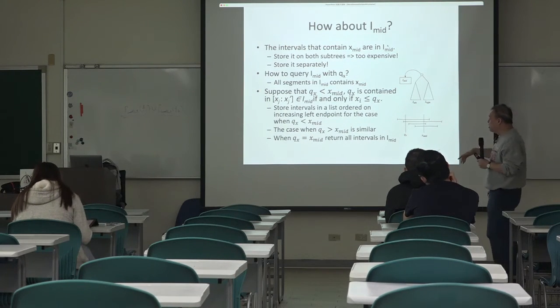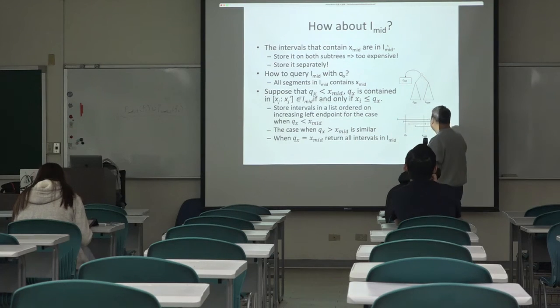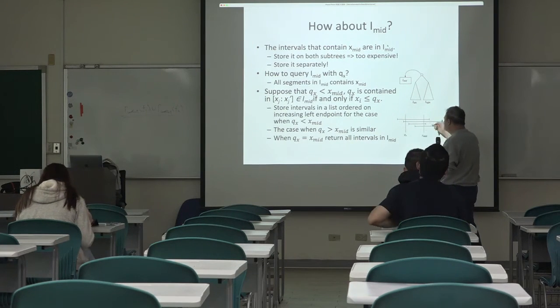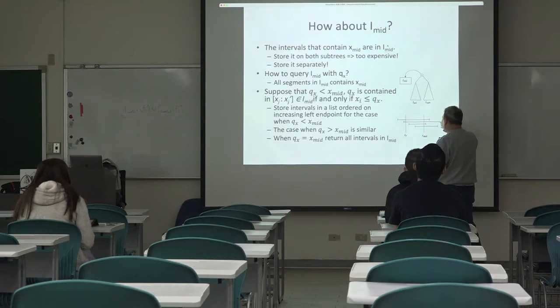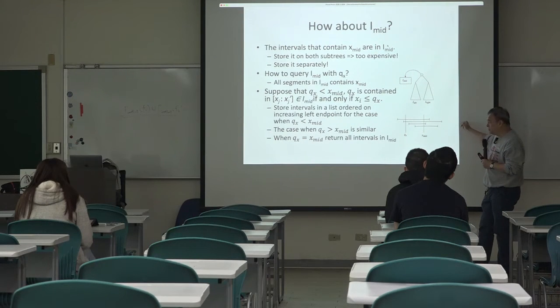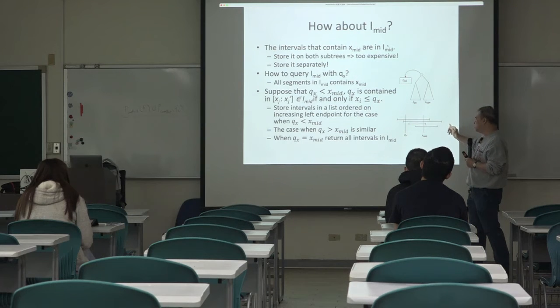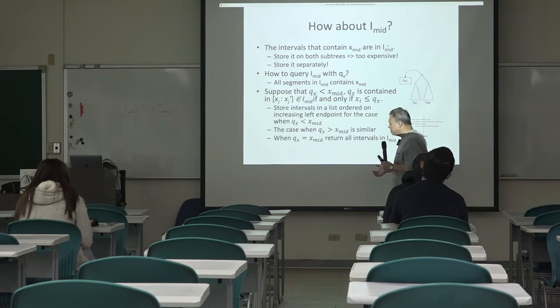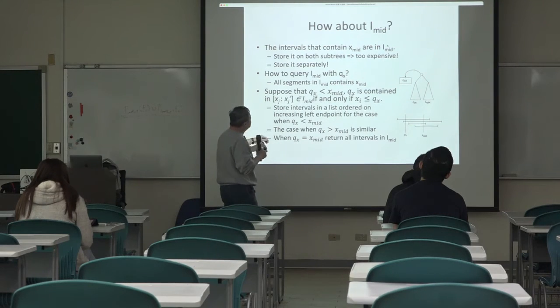The case when Qx is greater than x mid is similar. We need to sort the segments in decreasing order of the right endpoint, and then do the checking. If a certain interval does not include Qx, the rest of them will not include Qx either. So that's how we deal with I mid.